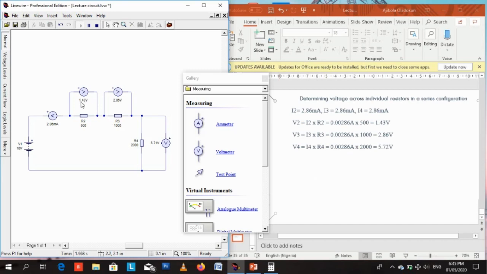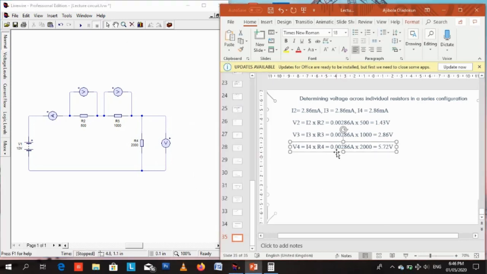Let's run an experiment now. Look at this: 1.43 is the same, it matches. Here, this is 2.86, the same voltage. This is 5.72, the same voltage. And the current here is 2.86 milliamps, the same current, 0.00286. So the same current flows through, but the voltages across each individual resistor are different.